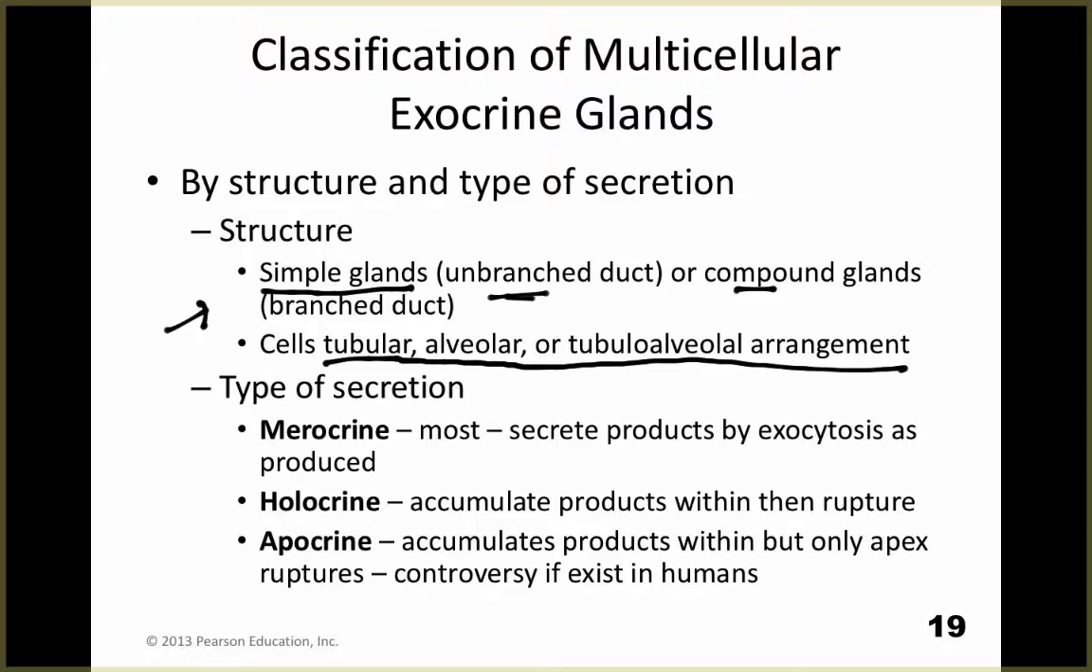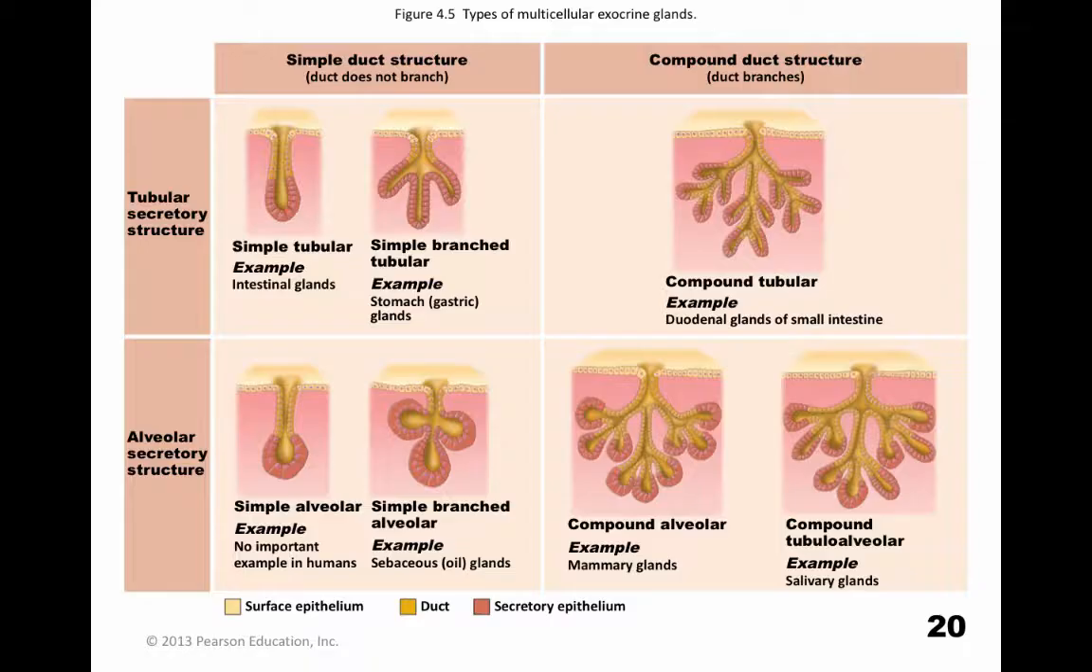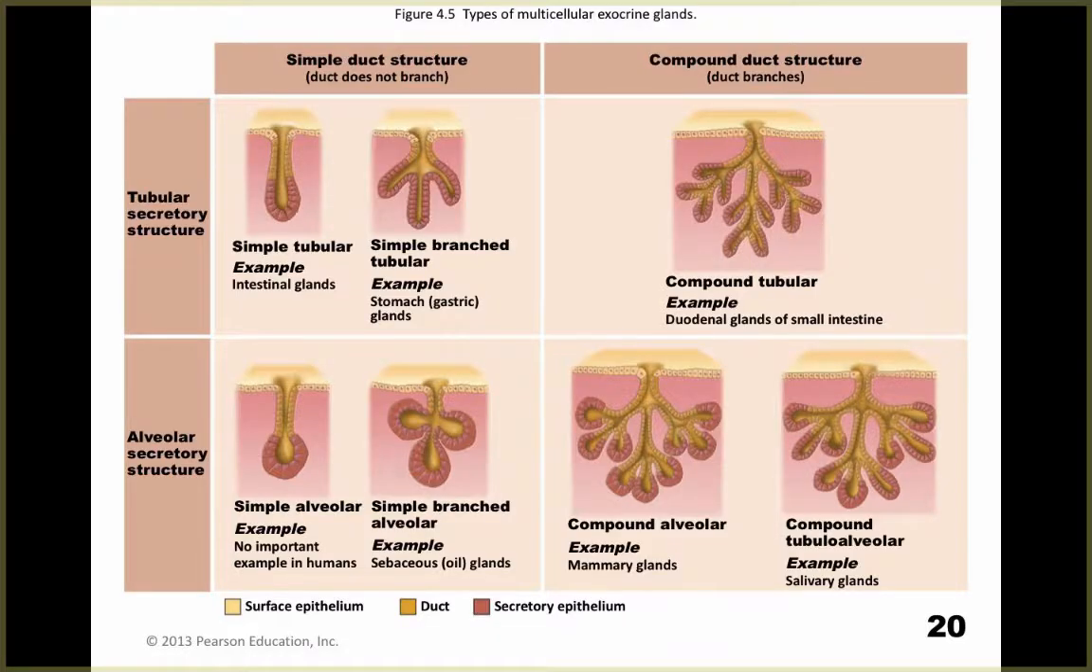So I'm going to go up one and then I'll come back. So here are the structures. So you have here tubular and you have alveolar. So you can see here just long tubes. Here you can see circles, right?